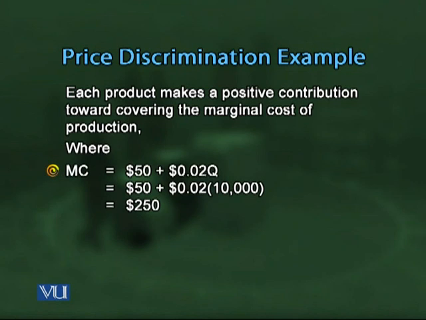And now substituting this level of output, that is Q equal to 10,000, into our marginal cost function, we get that the marginal cost is equal to $250. So we have already seen that marginal revenue of product A is $200 and marginal revenue of product B is $50. So the total marginal revenue, or MRT, is equal to $250, and this is equal to the marginal cost that we have obtained, which is also equal to $250.